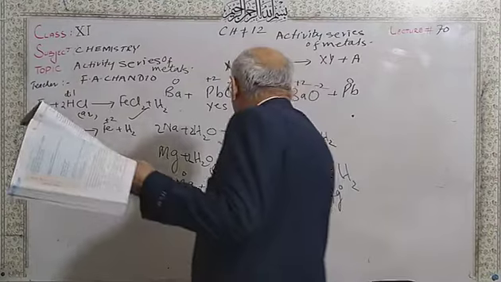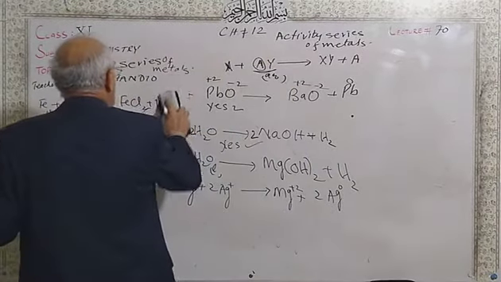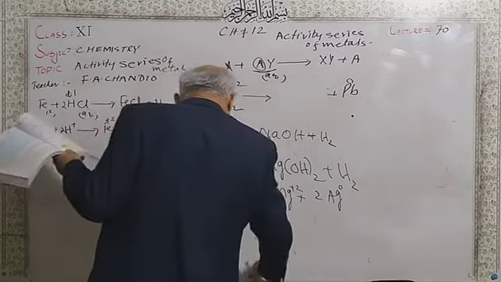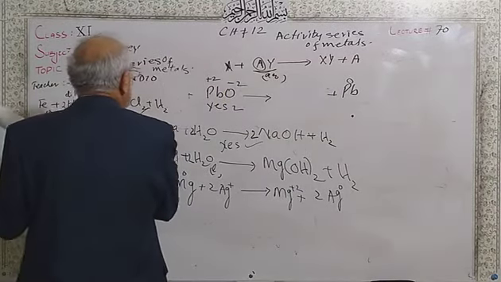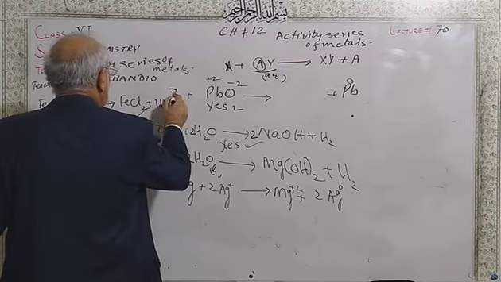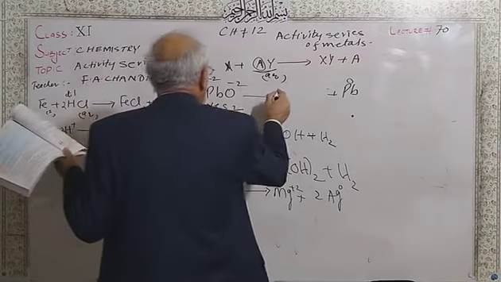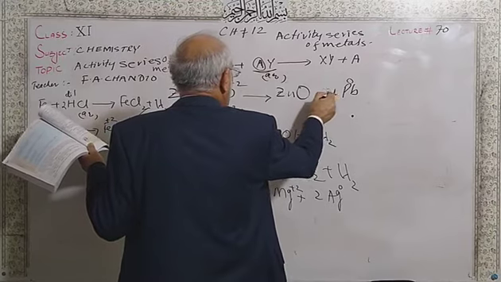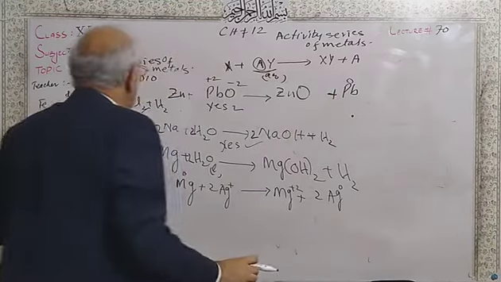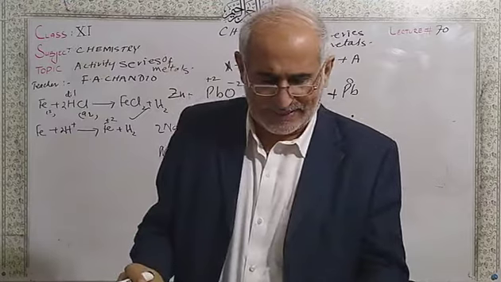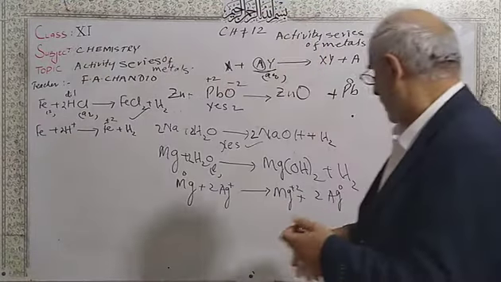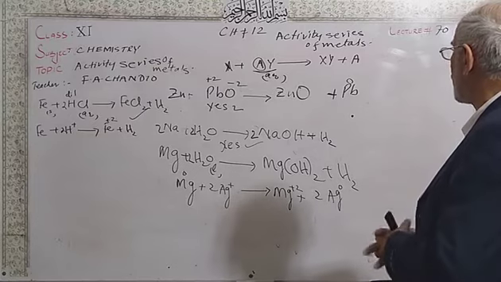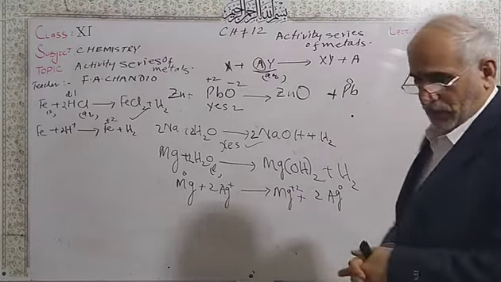Now number 2: lead oxide is heated with zinc powder. This is zinc. So is this chemical reaction feasible or not? Can zinc displace lead from the lead oxide or not? Or can zinc reduce lead or not?